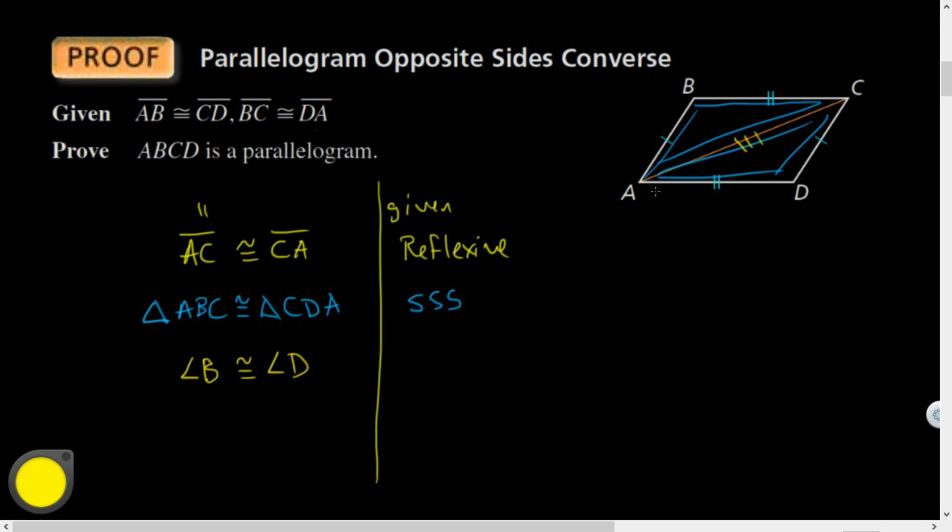Now I could say that, but those two angles aren't going to help me prove parallelness. It would be a bit more work. I think it's possible.